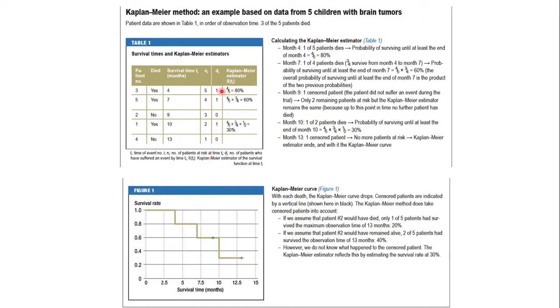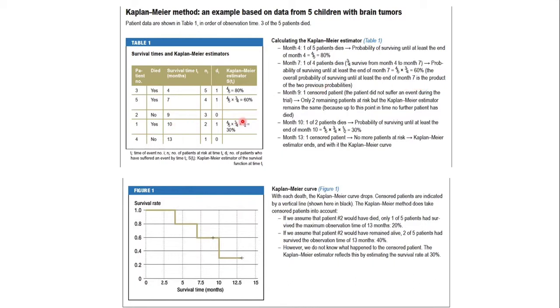D little i is the number of patients who have suffered the event at that time. So what they show here is at month 4, 1 of 5 patients dies. So the probability of surviving until at least the end of month 4 is 4/5, so 80%. So that's where they get that right here. Then we go to month 7. Another patient dies. So the probability of surviving until at least the end of month 7 is 4/5 times 3/4. So probability of survival is 60%. So overall survivability at 7 months is 60%.